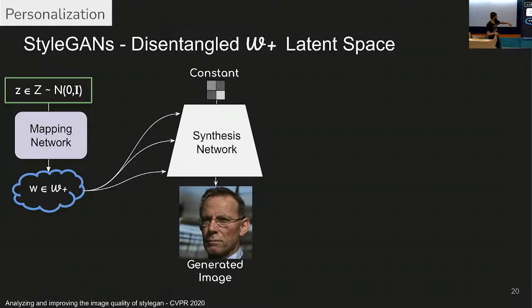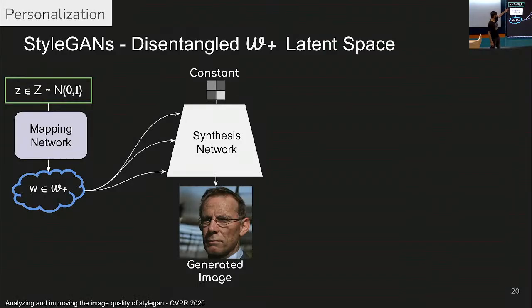Okay, so this is StyleGAN. What happens in usual GANs? You have Z sampled from a normal distribution and directly you have a generator network, which is a set of deconvolutional layers that will generate an image. That's the standard GAN.